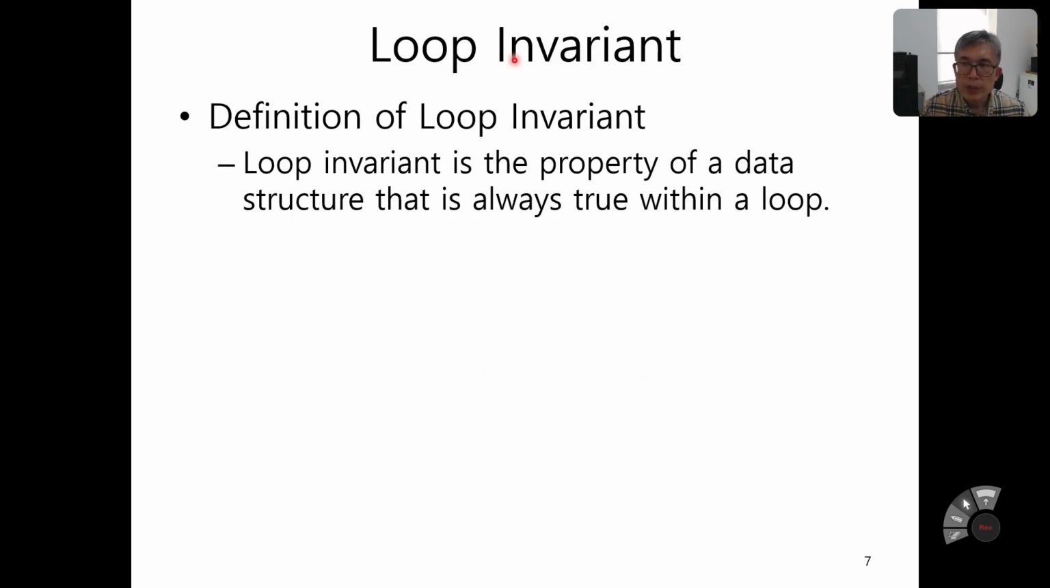So the loop invariant is a property in the loop. The definition of a loop invariant is a property of a data structure that is always true within a loop, like a for loop or a while loop.